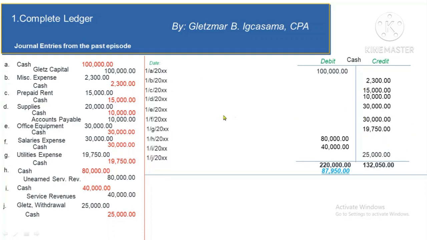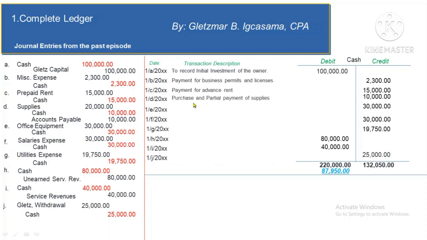Another is that you must also add the transaction descriptions, like this one. This cash inflow happened because of what? I don't know if you can still remember, but this happened because of the initial investment of the owner, right? And of course, these credits 23, 15,000 happened because you have paid for business permits and licenses. You have also paid for advance rent, as well as you have purchased and partially paid the supplies.